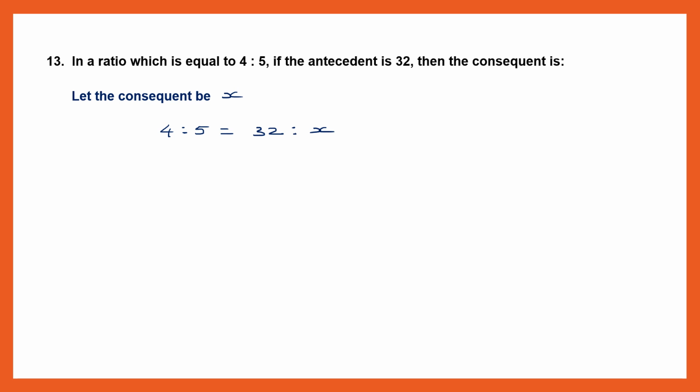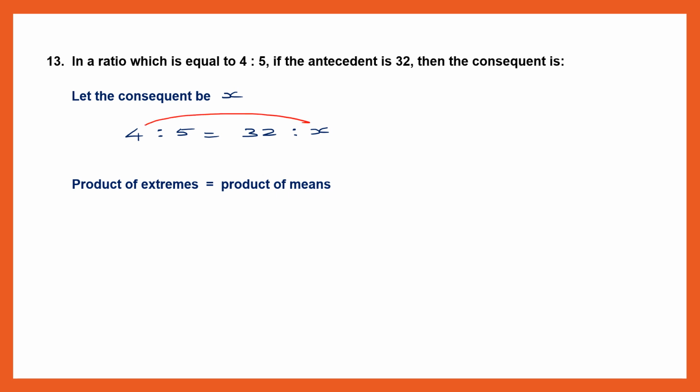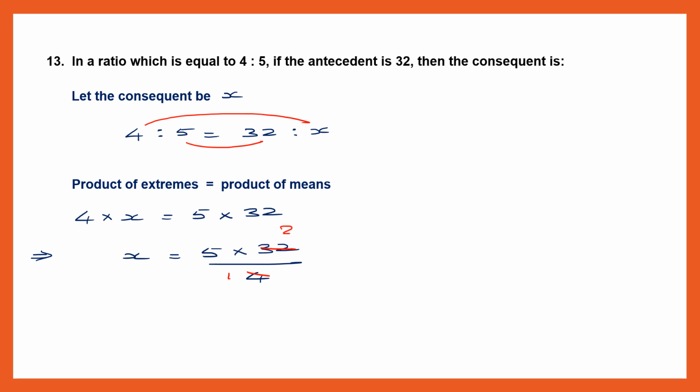So now we can use the formula product of extremes equals product of means. So these are our extremes and these are the means. So let's use that to find the value of x. So 4 into x is equal to 5 into 32. So now we can find the value of x. X is equal to 5 into 32 divided by 4. Now cancel. 4 ones are 4, 4 eights are 32. Now let's multiply the numerators. 5 into 8 is 40. So we have found the value of x. X is equal to 40.